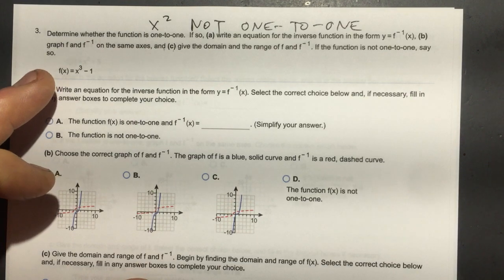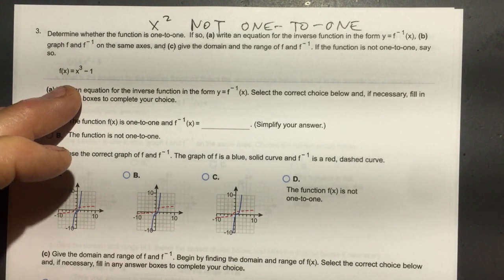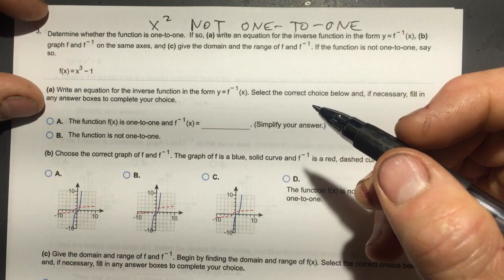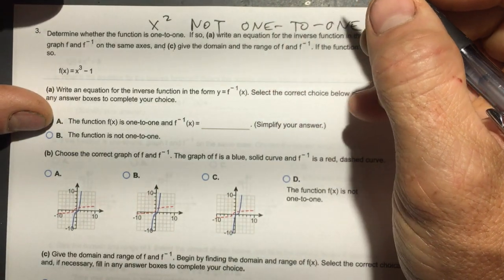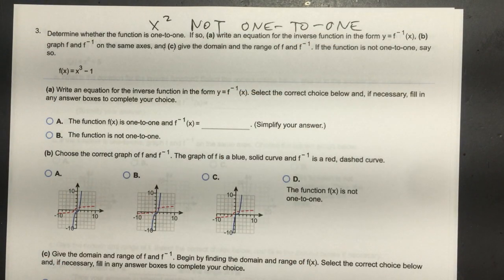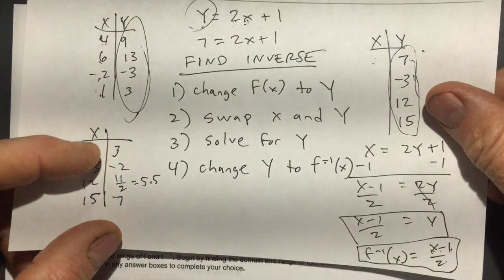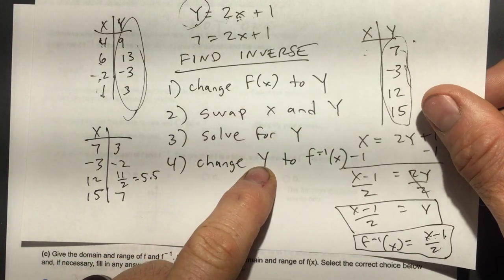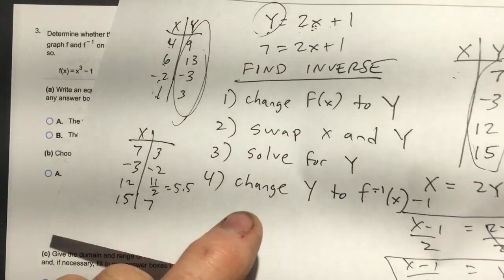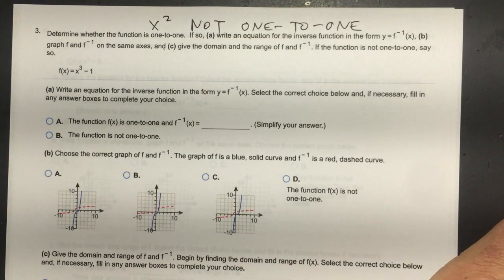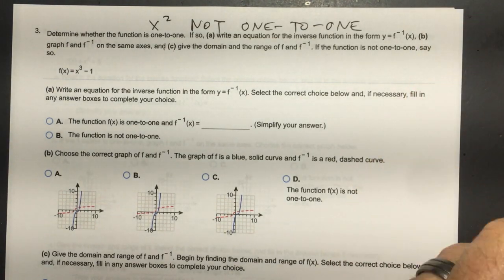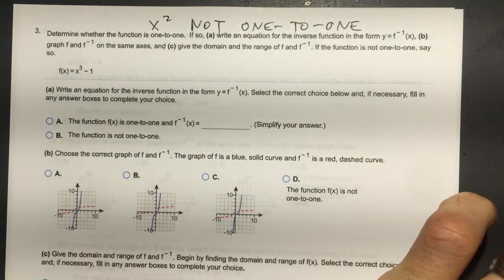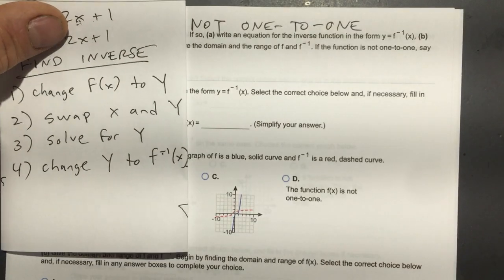So this one is 1 to 1, so it should have an inverse. So we want to find out what this inverse is. So we're going to do the 4 steps like I just did a minute ago. I'm going to change f of x to y. I'm going to swap x and y. I'm going to solve for y. Then I'm going to change y to f inverse of x. So what I'm going to do is I'm going to fold this up a little bit so you can have these notes to look at. All right, there's my notes.